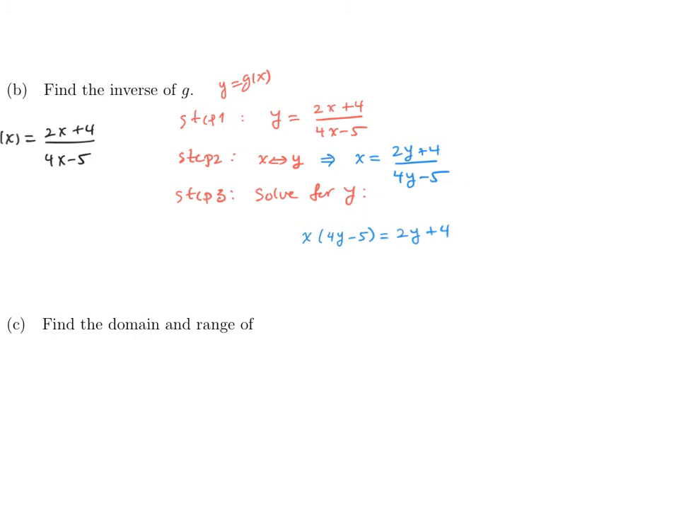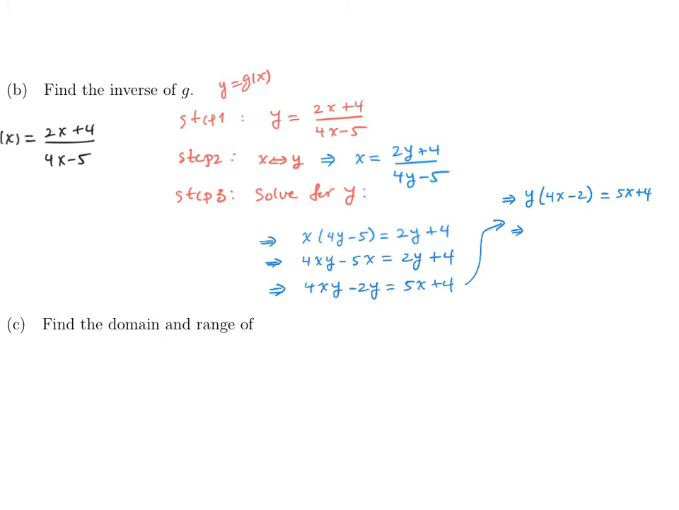Then you're trying to solve for y, so this will give you 4xy minus 5x equals 2y plus 4. Then put the y's on one side and move everything else to the other side. Okay. Then from here, you can factor y, so this will be 4x minus 2, and the other side is 5x plus 4.